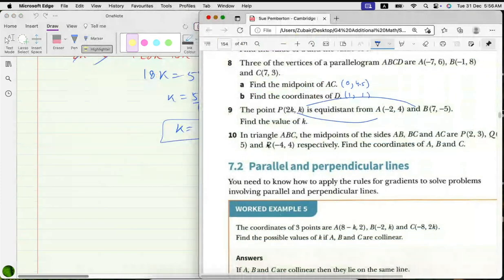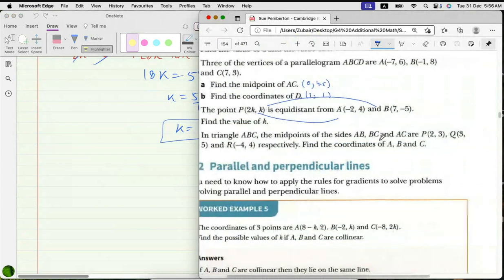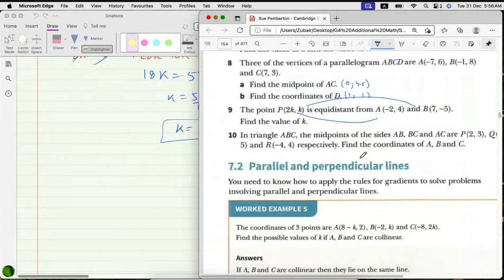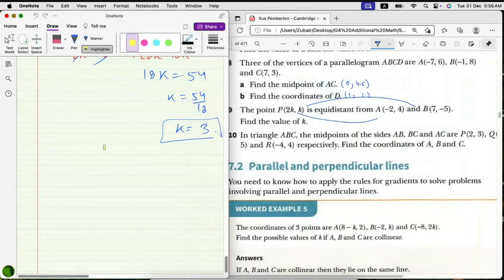Number 10 says the triangle ABC and the midpoints of sides AB, BC, and AC are P, Q, and R respectively. Find the coordinates of A, B, C. Okay, that's midpoint, a bit of a lengthy question. Let's just extract the data first.